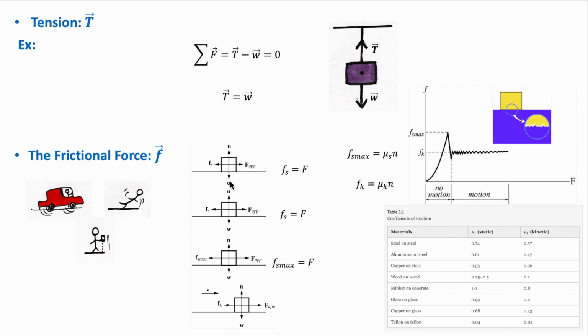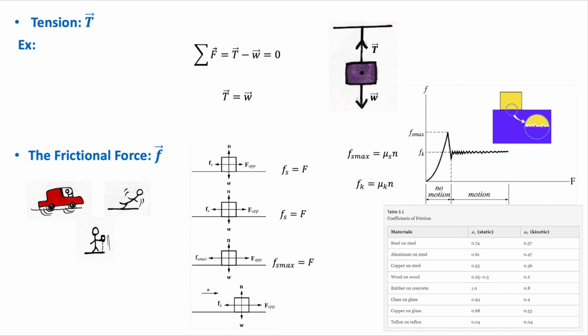Let's consider a block resting on a surface. Suppose you try to pull this block to the right with an applied force, and suppose it remains at rest. This is because the applied force is balanced by an equal and opposite force. This opposing force is known as the static frictional force, Fs.